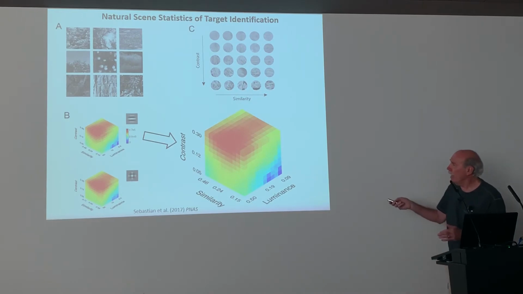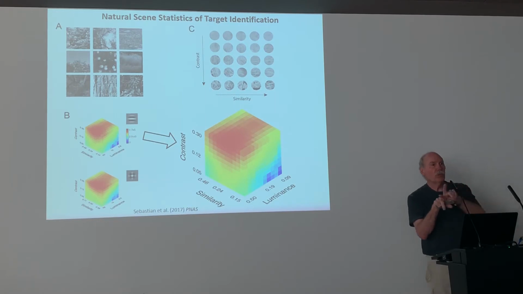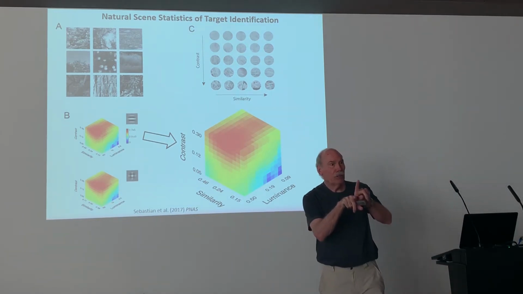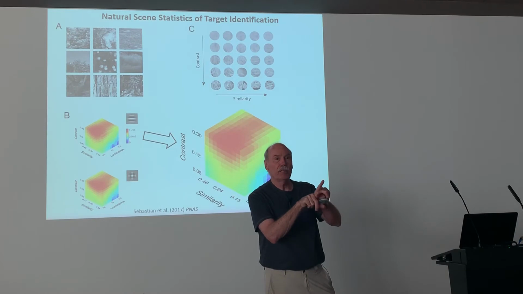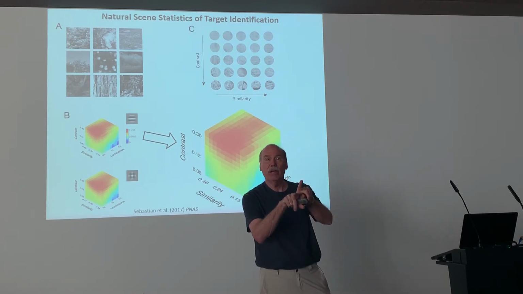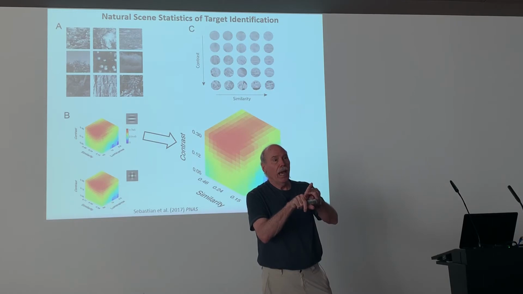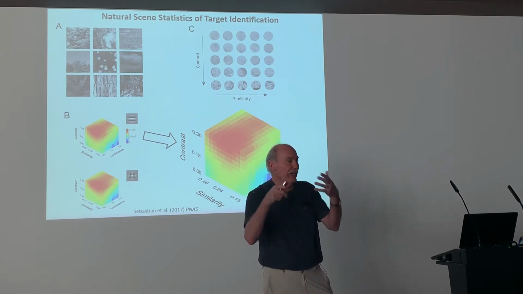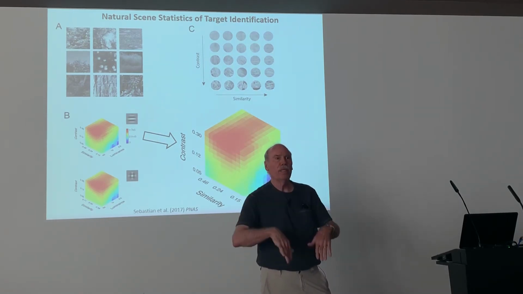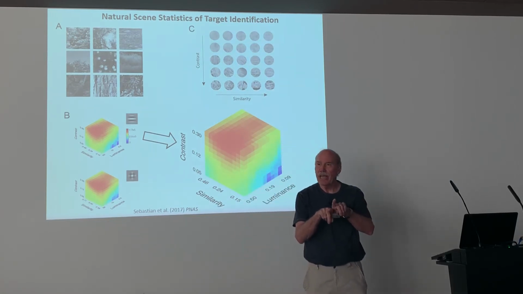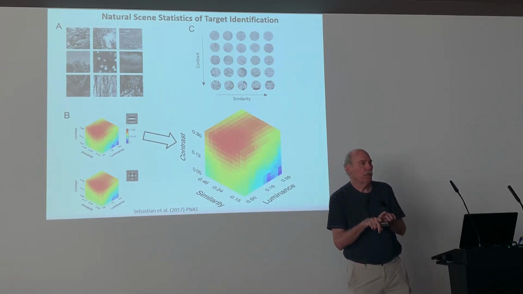But the point is that every bin in this space is filled with patches, hundreds to thousands of patches that all have the same local luminance, all have the same RMS contrast, and all have the same cosine similarity between the amplitude spectrum of the target and the amplitude spectrum of the background. What does that mean? It's just a phase invariant measure of similarity, and by using cosine similarity, it's sort of independent of the other ones because it doesn't care what the luminance or the contrast is. It's just looking at the angle in the space between them.